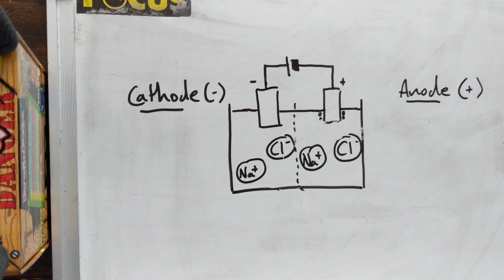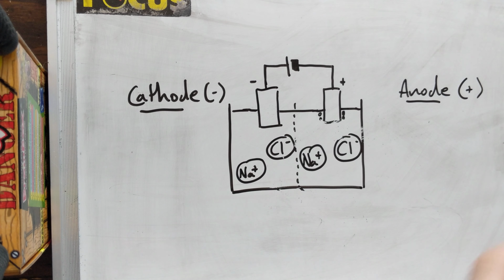When we turn on our power supply, you should automatically think, well, the negative ions will go to the positive side, the positive ions will go to the negative side. And that's correct, but we've got more ions than we are showing here. We'll come to that in a moment though. The first product is quite straightforward because we've got chloride ions here. They will be attracted to the positive terminal here, and you'll produce chlorine gas.